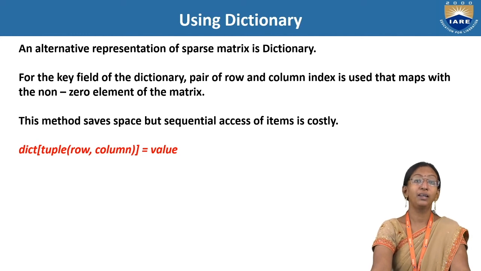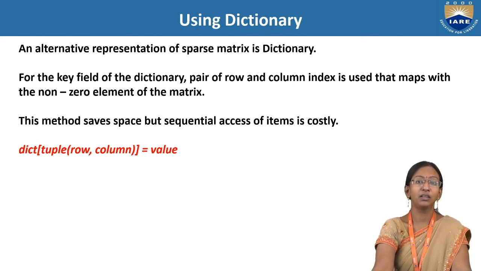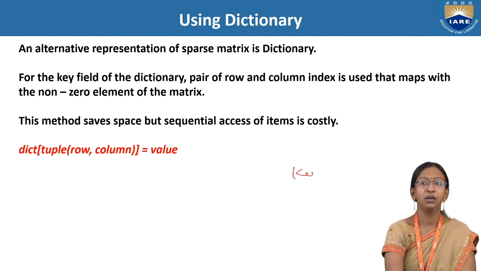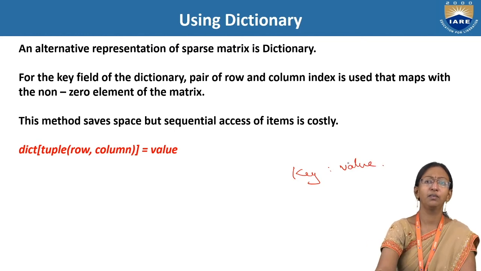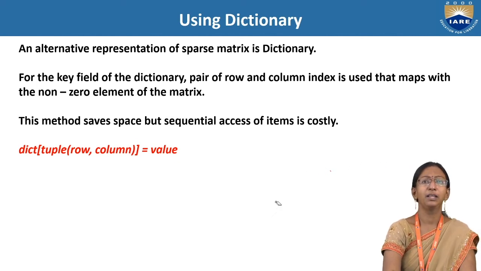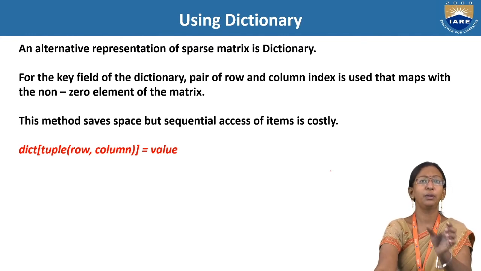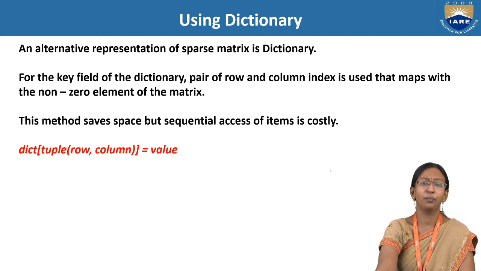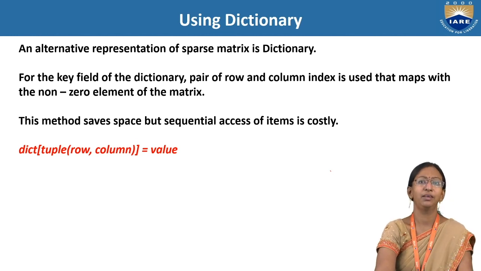Last but not least, we can also use dictionaries. I hope you know what a dictionary is. A dictionary is nothing but a combination of key and value, a key, colon, value. Whenever you pick the key, the corresponding value will be invoked. The key field of the dictionary will be divided into two parts. One is the row and the other the column. So every combination of row and column will have a value.